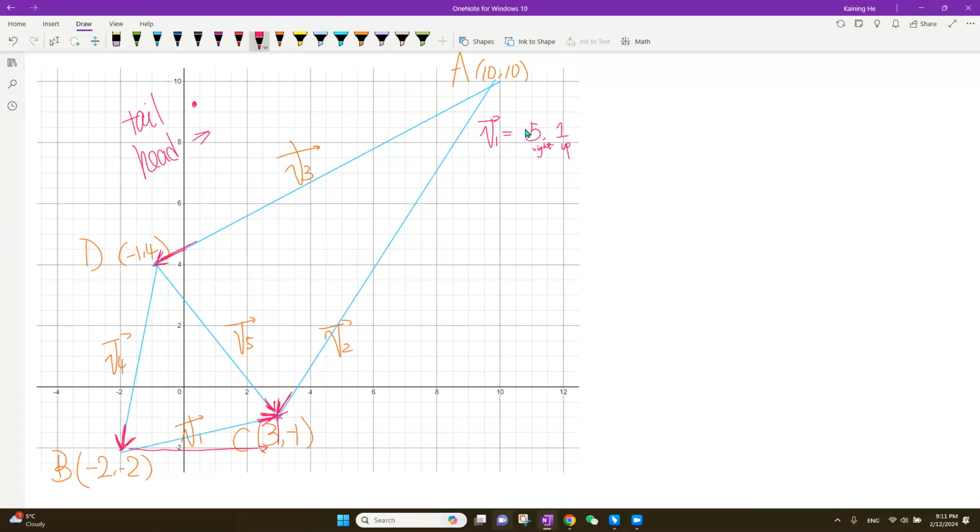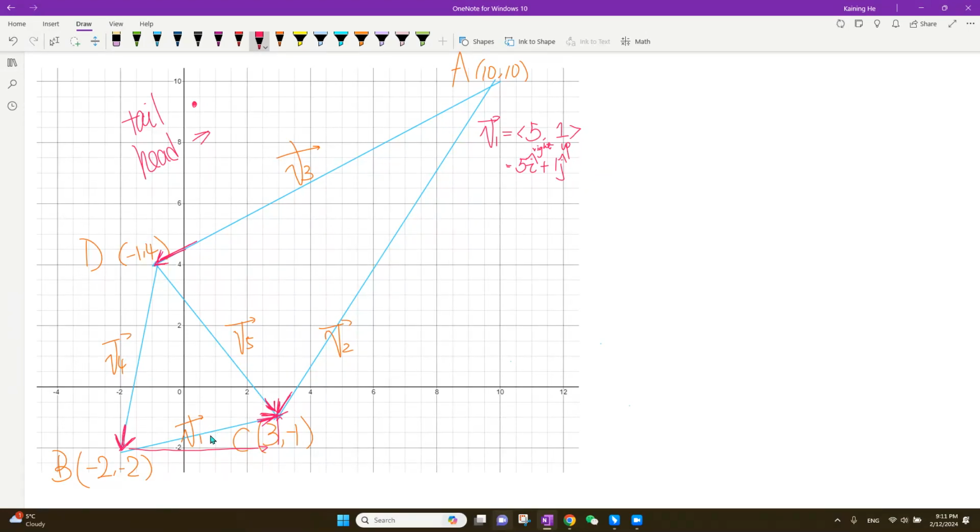Now, how do I put it in vector notation? I'm going to put 2 V-shaped brackets right here. And then if you want to represent it in component form, which is going to be 5 i-hat plus 1 j-hat. Sometimes you just put plus j-hat. Either way it will work. So these are 2 different representations for the same exact vector.